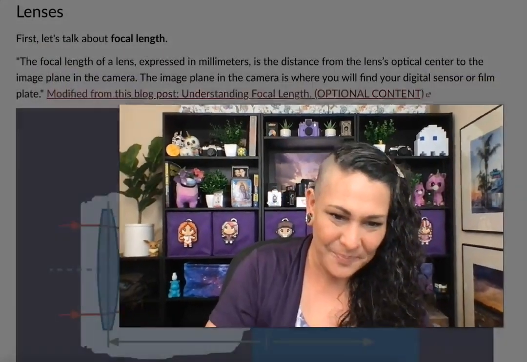Okay, so next we're going to talk about lenses. We're going to need to define some important terms to understand what's going on with lenses. At first it might be a little bit confusing, but hold on with me and we'll get to a place where it makes sense what all this stuff means.